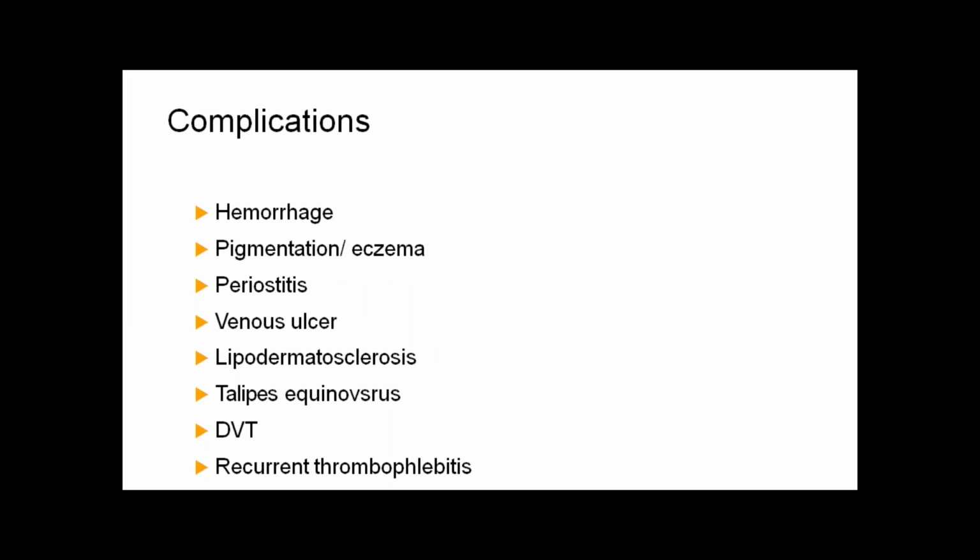So what are the complications of varicosities? There will be hemorrhage, pigmentation, eczema, ulceration, periostitis, that is tibial periostitis, lipodermatosclerosis and talipes equinovarus type of gait deformity. Then deep vein thrombosis. You should keep in mind that deep venous thrombosis is both an etiology of varicose veins and a complication of varicose veins, and also recurrent superficial thrombophlebitis.